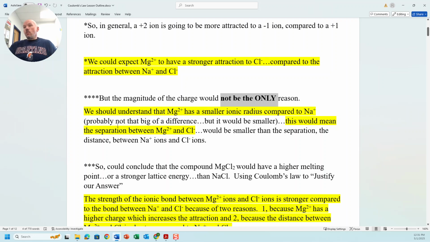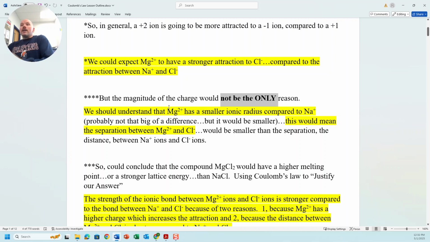So we should know that Mg2+ has a smaller radius than Na+. So not only does magnesium have a higher charge, so it's going to interact with the chloride ion more intensely, it also has a smaller radius. So the separation between magnesium and chloride is going to be less. It's going to be a shorter distance between those two ions than sodium and chloride, because magnesium is a little bit smaller than sodium. Okay, so smaller ions are going to interact more strongly. Higher charge, they're going to interact more strongly, right?